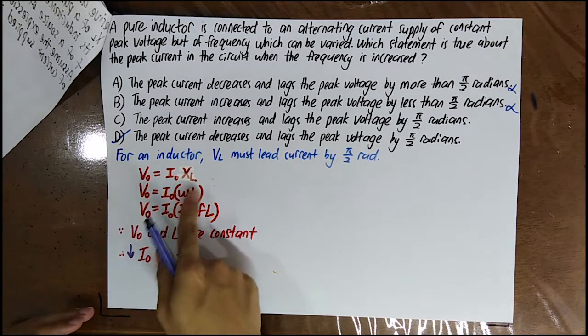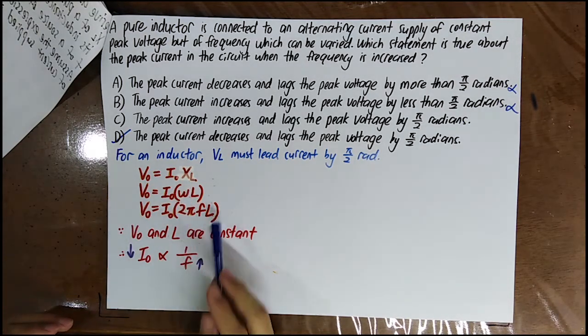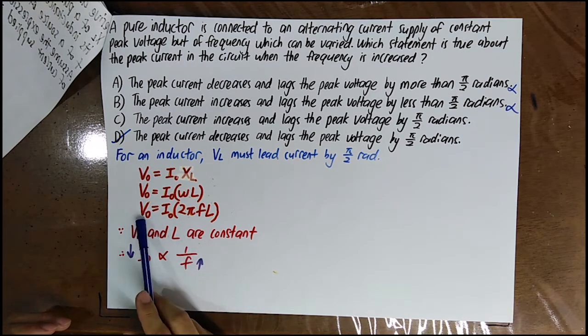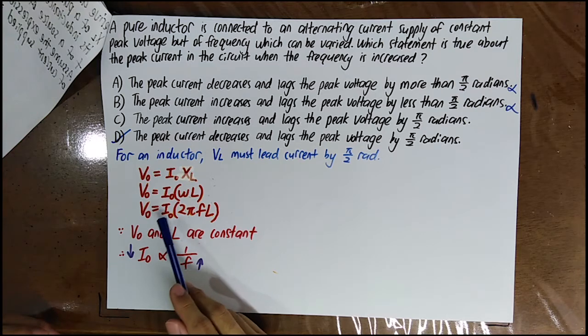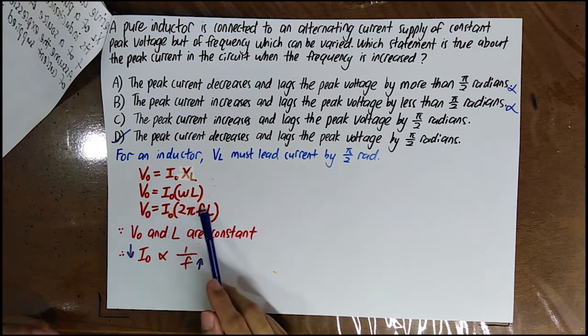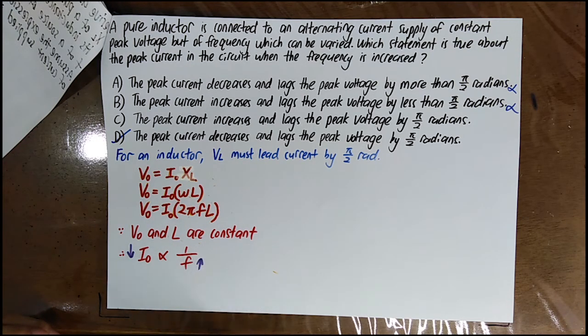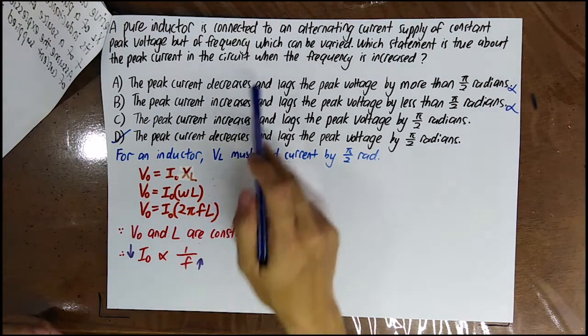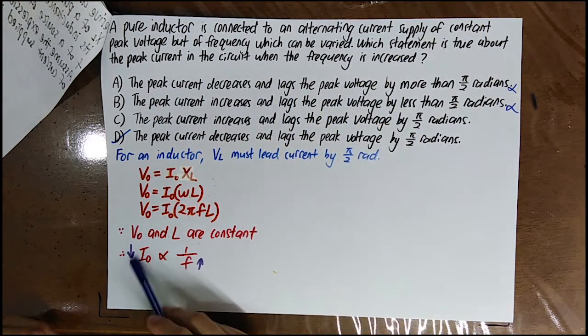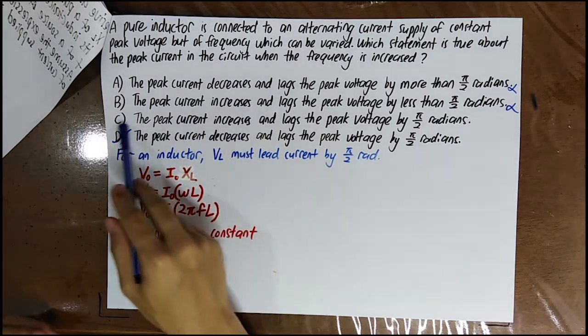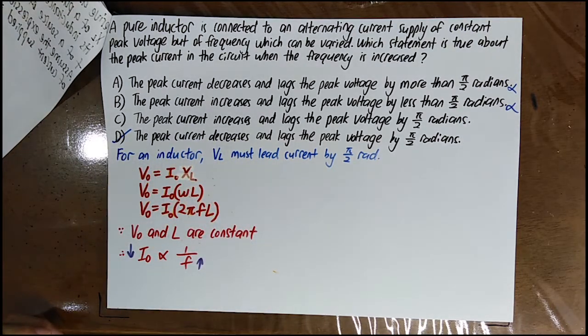V0 equal to I0 XL. XL equal to 2 pi FL. So you know that V0 and L are constant. And then I0 and F are inversely proportional. So when frequency is increased, I0 decreases, peak current decreases. So the answer is D.